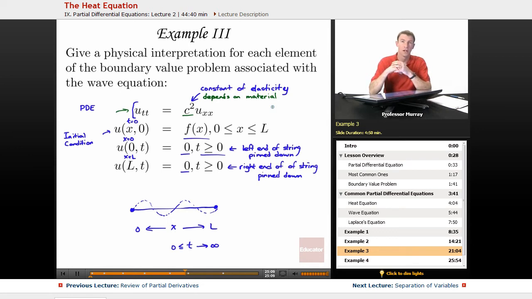Now, the other conditions here are essentially keeping track of everything you would need to know in order to determine and predict the behavior of that string. U of x, 0 tells you the position of the string when you initially pluck it or when you measure it at time 0. So if you stretch it up and then let it go, you measure the initial position of that string, and that would be f of x. So that's the initial condition. U of 0, t and U of L, t mean you've plugged in x equals 0 and x equals L, and since they're 0, you're keeping the left-hand end and the right-hand end pinned down for all time.